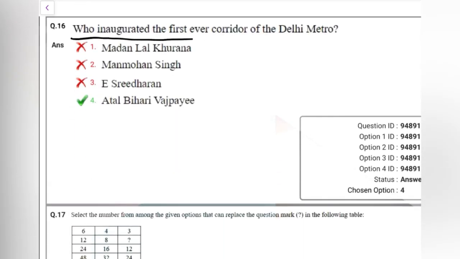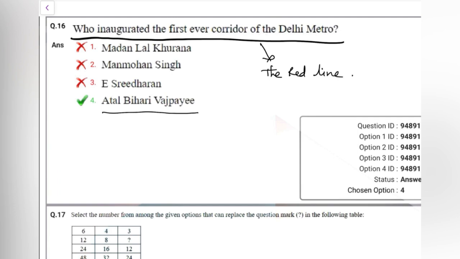Who inaugurated the first ever corridor of the Delhi Metro? Atal Bihari Vajpayee. The first line of Delhi Metro is the Red Line. It was inaugurated on 24th December 2002 by then Prime Minister Atal Bihari Vajpayee ji.